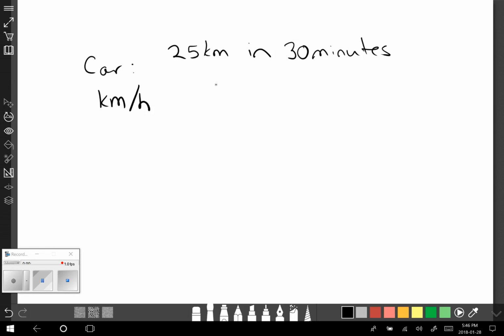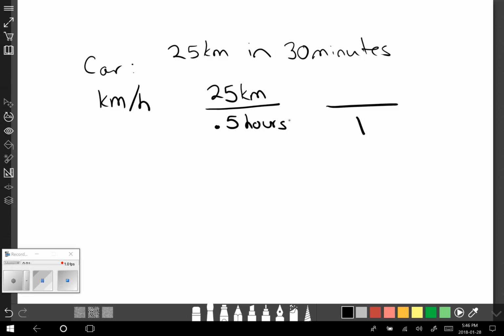We have 25 kilometers per 30 minutes, or 0.5 hours, right? But that doesn't give us kilometers per hour, that gives us kilometers per half hour. So what could we do? Well, what do we have to do to 0.5 to make it 1? It's just an issue of dealing with equivalent fractions or equivalent ratios. Essentially, a fraction is a ratio.